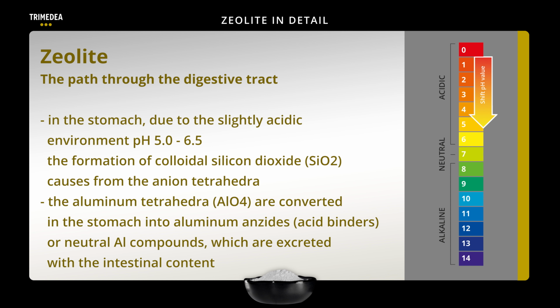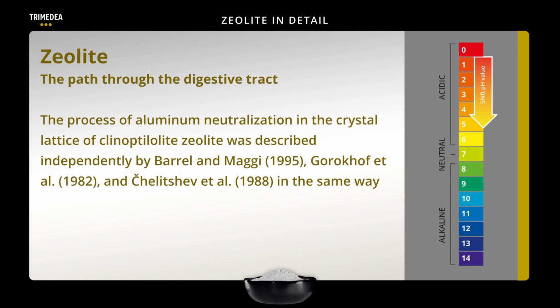The aluminum tetrahedra are transformed in the stomach into aluminum antacids, so-called acid binders, or neutral aluminum compounds, which are excreted with the intestinal contents. The process of aluminum neutralization in the crystal lattice of clinoptilolite zeolite has been described in the same way in scientific literature as early as 1982, independently by 3 different sources.